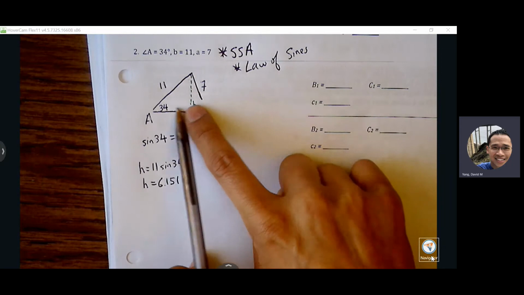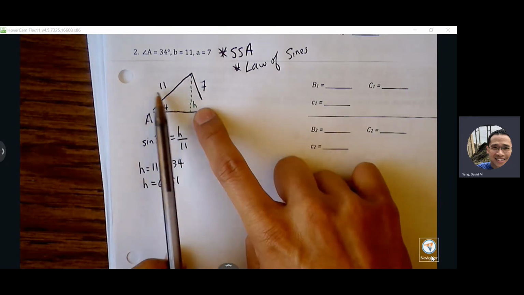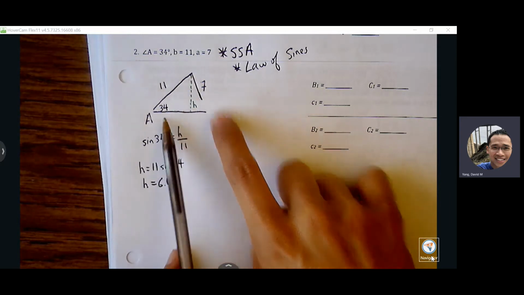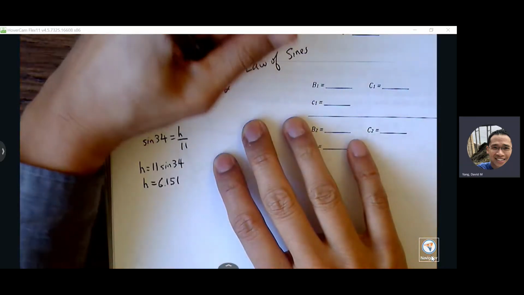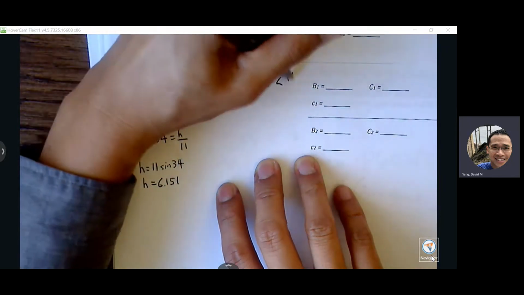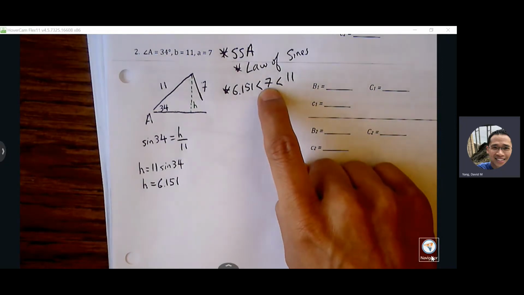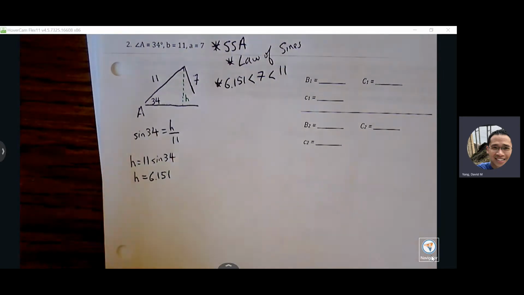Can that 7 swing to the other side? Yes, because it is more than 6 but less than 11, so it's got a chance to sneak in here. If it can sneak in there, that means there's going to be 2 triangles. So here is how we're determining that: 6.151 is less than 7, which is less than 11. That's what you're looking for. That's what's going to tell you whether we're dealing with 2 triangles or not. Okay, are we good up to that point? So we're going to do 2 triangles, but let me assure you, if we can get that first triangle down, that second triangle will be a lot easier.